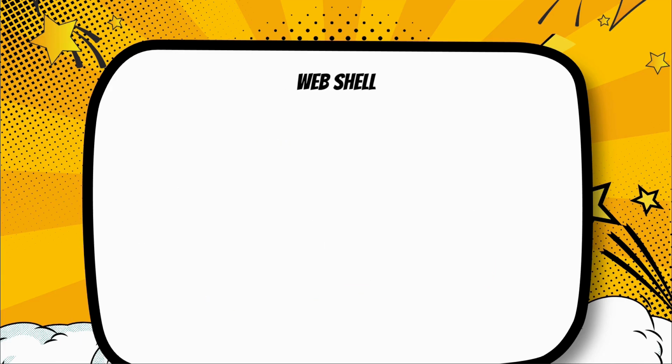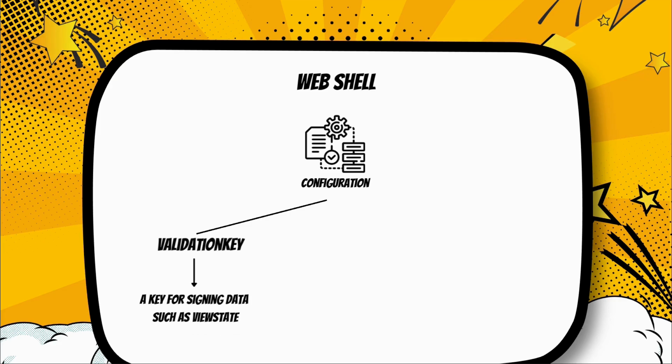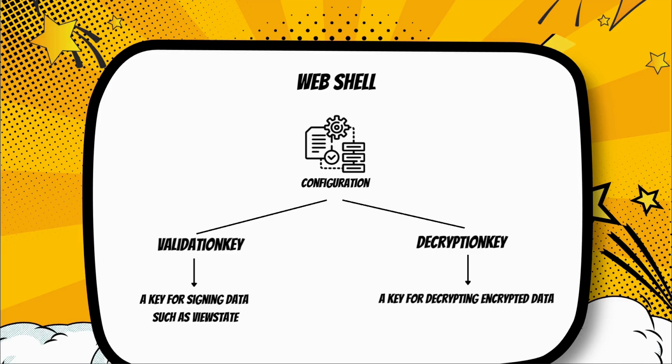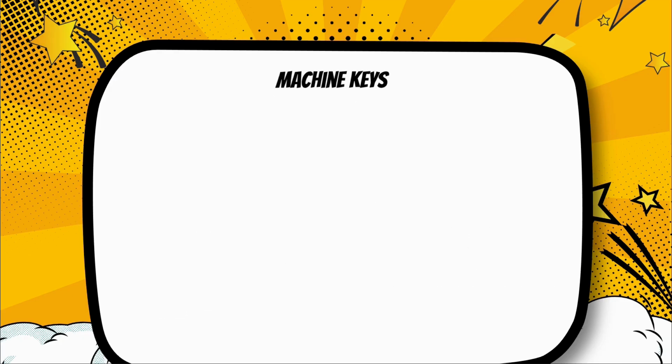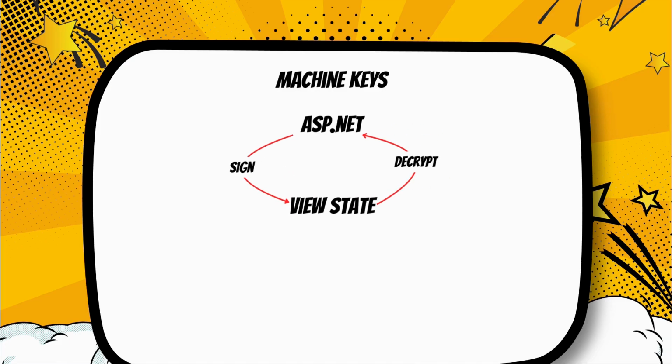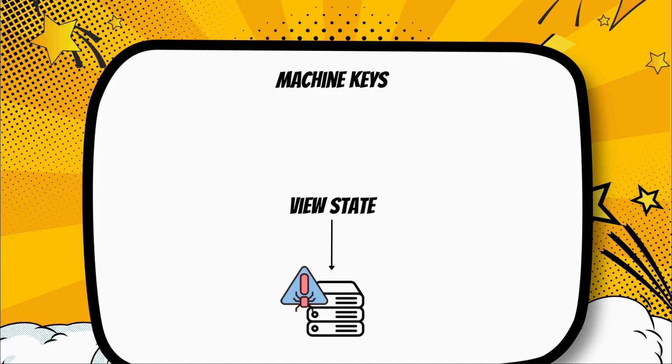With the web shell, the attacker could read the configuration files and extract two critical values. First, the validation key, a key for signing data such as ViewState. And second, the decryption key, a key for decrypting encrypted data. These are the machine keys that ASP.NET uses to sign and decrypt ViewState. Once the attacker has these keys, they can create fully authenticated, signed ViewState that, when read back on the server, executes malicious payloads.